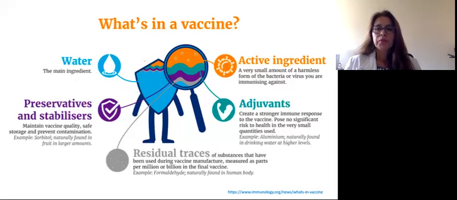Very small amounts of preservatives are used in vaccines to maintain the quality and to ensure the vaccine is safe to be transported and stored. These preservatives are added to vaccines to prevent unwanted contamination. Also, stabilizers protect the components during transportation and storage.